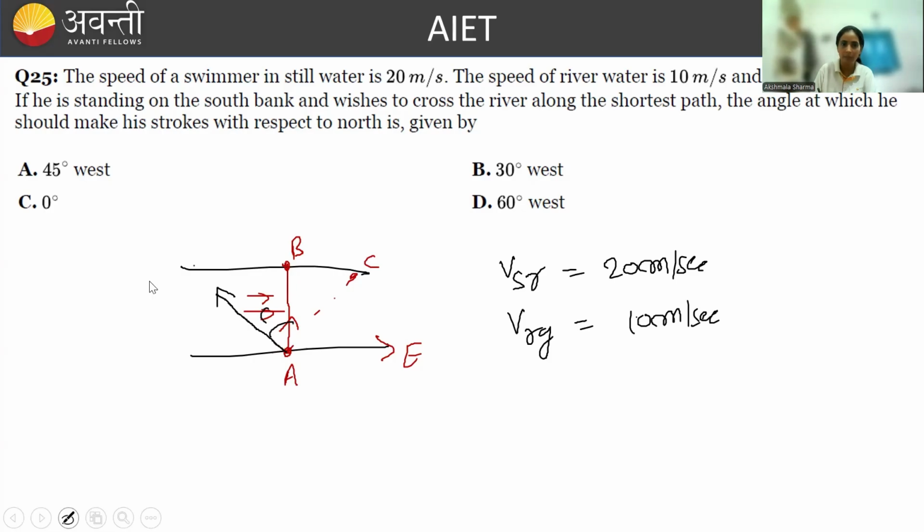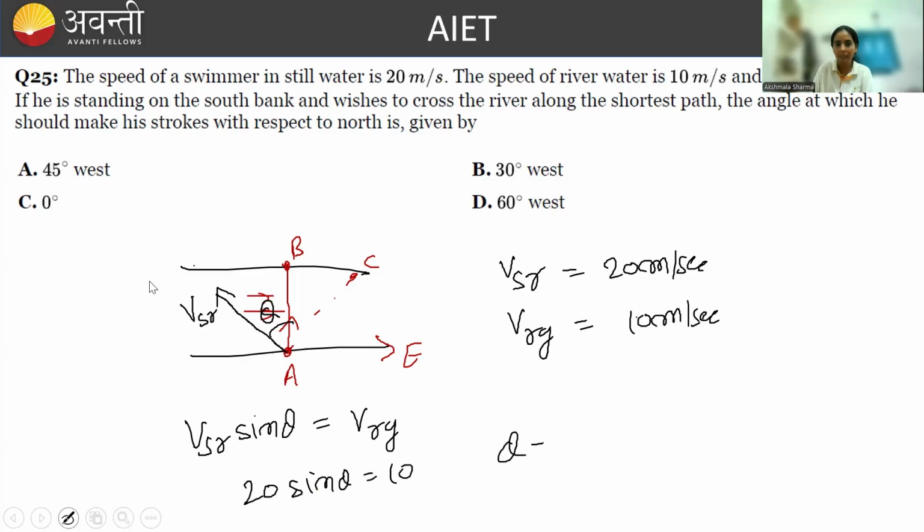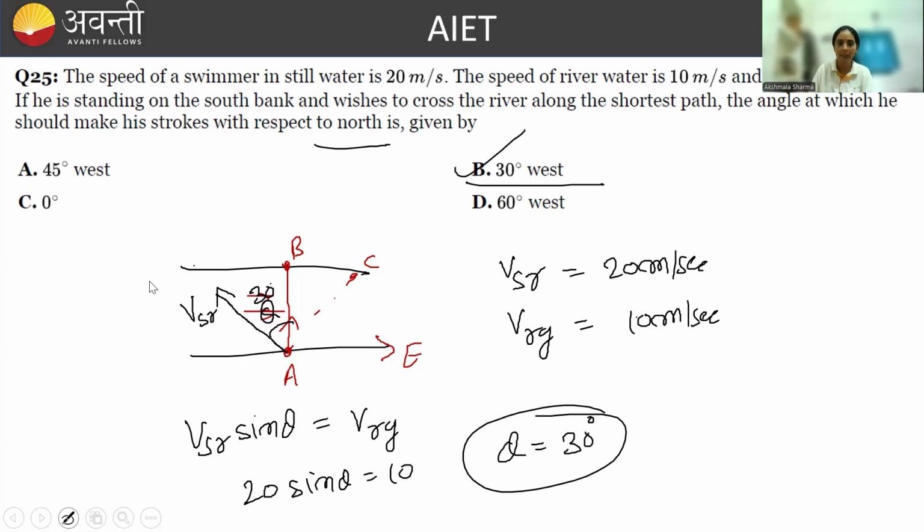Why? Because let's see here. If this is theta, then the speed of the swimmer with respect to the river will have a component in the west direction. So VSR sine theta, if this is equal to VRG, then the person will have only velocity along AB, and then he will be able to travel along the shortest path. So put the value of VSR: 20 sin theta is equal to 10. So theta is equal to 30 degrees. So this theta is how much? 30 degrees. So we have to answer with respect to north. So with respect to north, it is 30 degrees west. So this is 30 degrees west. The correct answer is B.